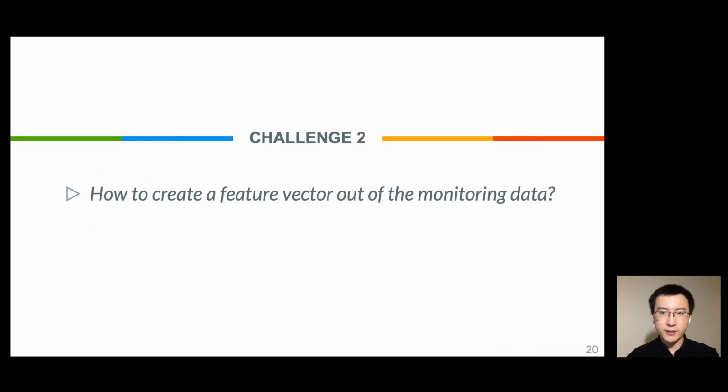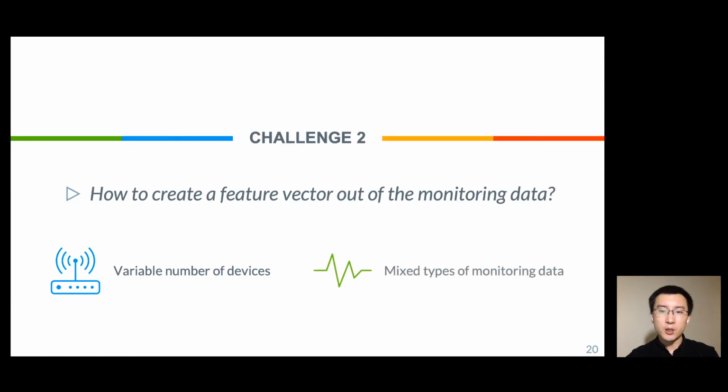Then the next challenge is how to create a feature vector out of the monitoring data. The machine learning model requires a fixed length feature vector, but different incidents may have a different number of components. How to merge them into one feature vector? Remember, we have 11 different monitoring systems. Some of them are event-based, such as the reboot event. Some of them are time series, such as the ping latency data. How to summarize them together?